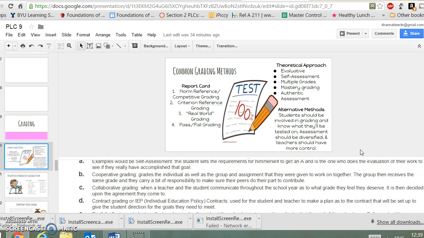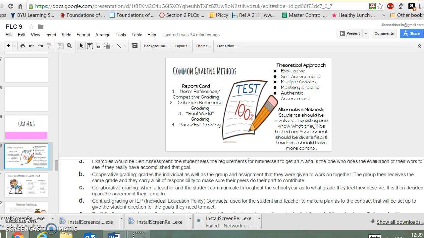The next part is that assessment should be diversified, which means it should kind of be explained on the report card rather than just a letter grade or some kind of grade that they're not really going to understand. And then the administrator should let the teachers have more control over that. The last part was that the students need to know what they're going to be tested on and know what the teacher expects of them.